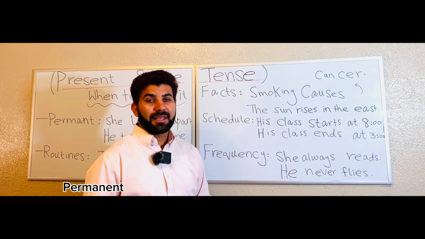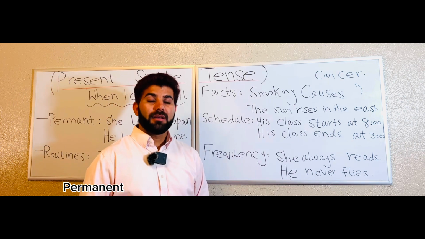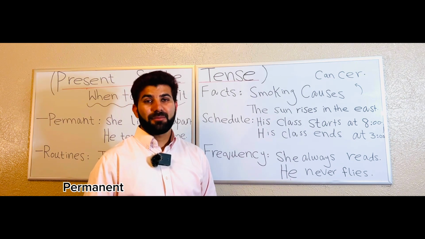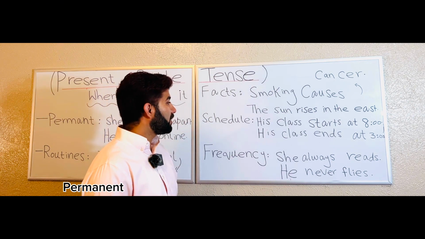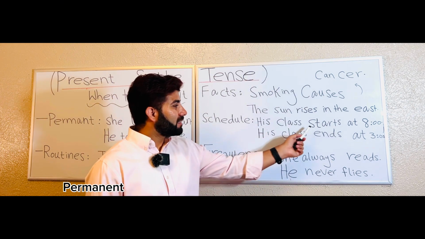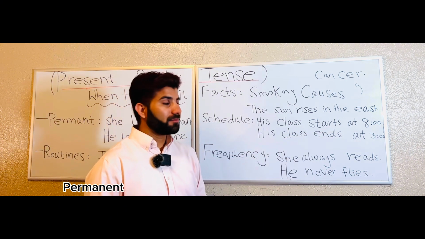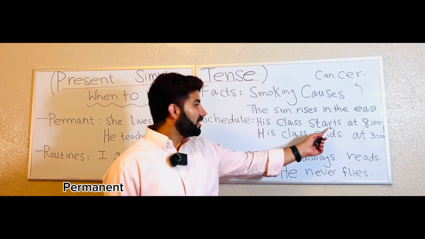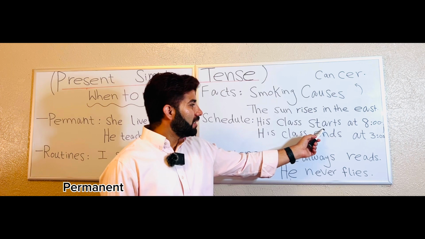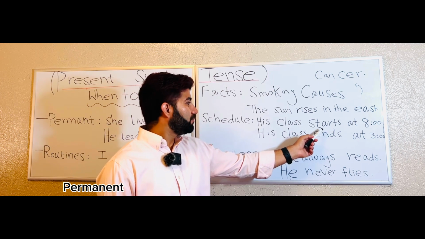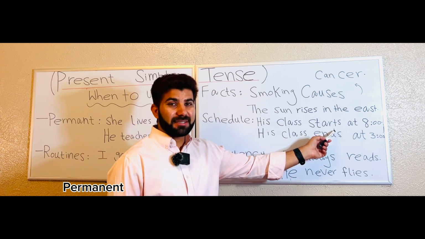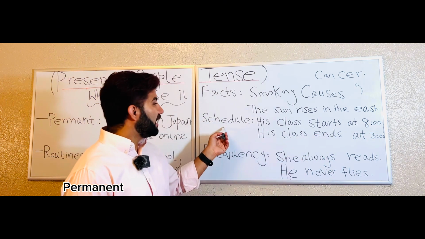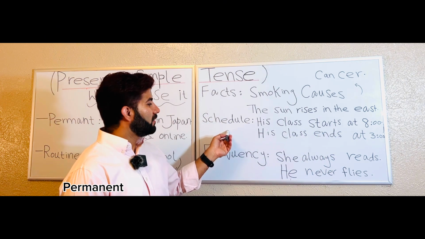Schedule. If something happens at a scheduled time, there we need to use the present simple tense. For example, his class starts at 8. So here we use starts, present simple tense. The reason is we know that this is about the person's schedule for his class.